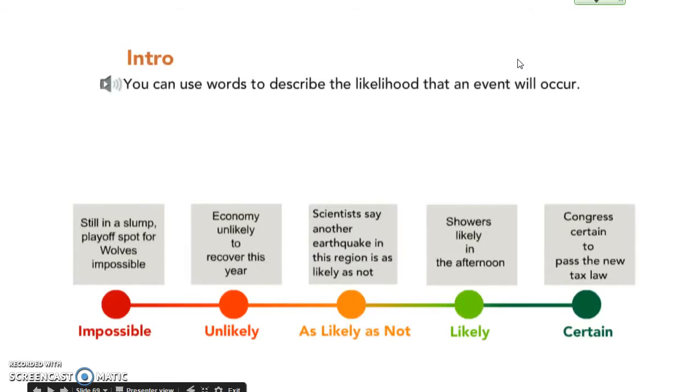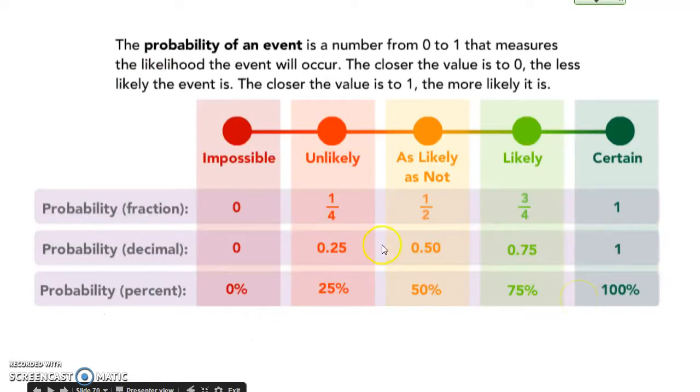First, with simple events, remember how to determine the likelihood of a situation. It goes from impossible to certain. Impossible means a 0 probability. Certain means a 100% or 1 probability. As likely as not is 1/2, 0.5, 50%. If it is less than that, we say it's unlikely. If it is greater than that, we say it is likely. So it really can be anything between 0 and 1/2 to be unlikely, anything between 1/2 and 1 to be likely.